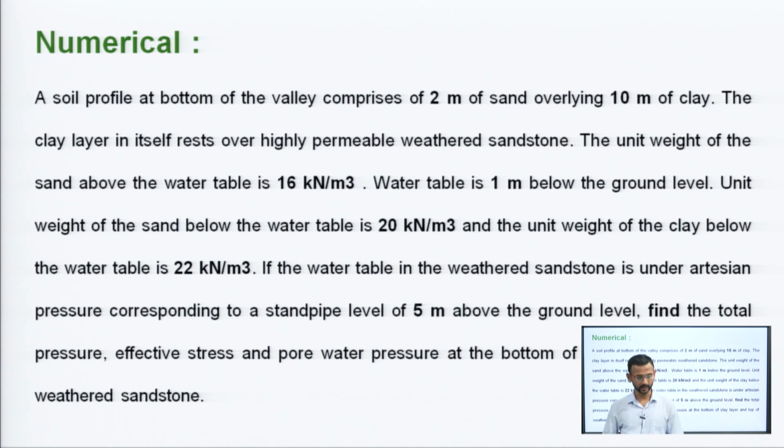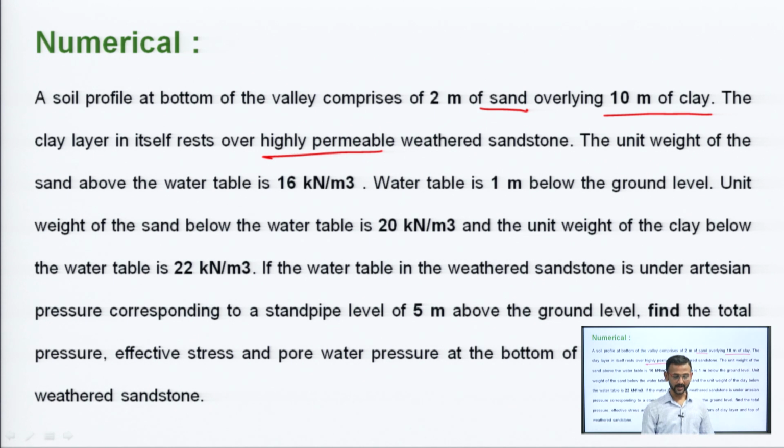Now, taking one numerical here: a soil profile at the bottom of the valley comprises 2 meter of sand overlying 10 meter of clay. So there is a sand layer above and below this is 10 meters of a clay layer. The clay layer in itself rests over a highly permeable weathered sandstone. So it is highly permeable. We will be discussing how this gives us some important aspect here.